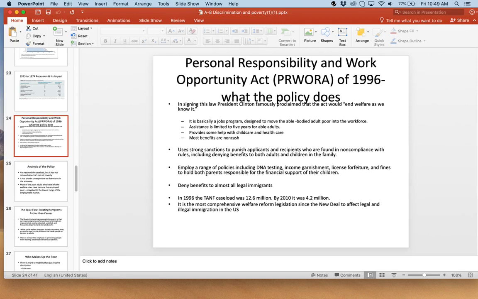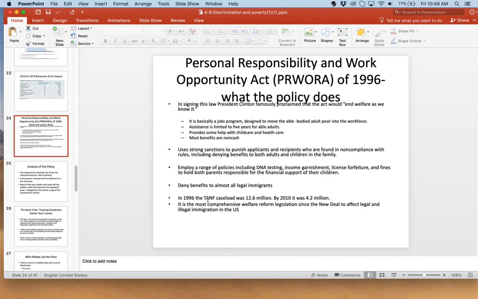Second, it employs a range of policies including DNA testing, income garnishment, license forfeiture, and fines. So if you are analyzing this, look deep into the policy itself and you'll find that. Third, it denies benefits to almost all legal immigrants. Now, this is what it does when you look deep into the Act.